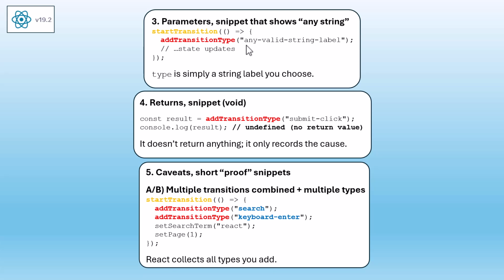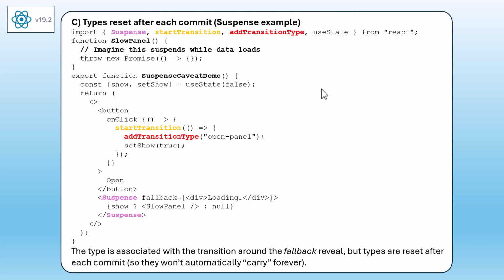5. Caveats. There are a few important considerations. A. When multiple transitions are combined, React collects all added types. B. You may add more than one type to the same transition. C. Types are reset after each commit, so they only affect the current transition. For example, a component wrapped in Suspense will associate these types while the fallback is visible, but not when the final content appears.